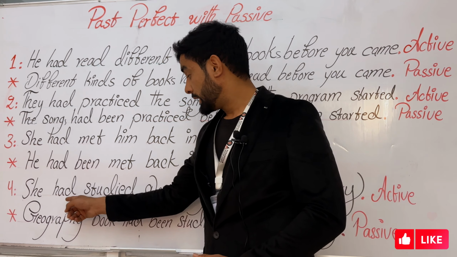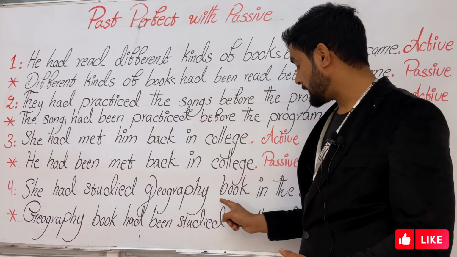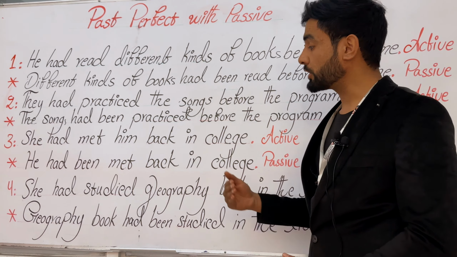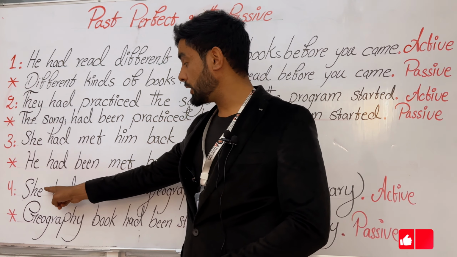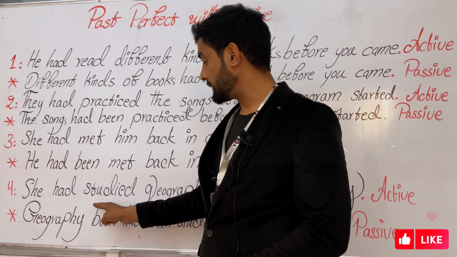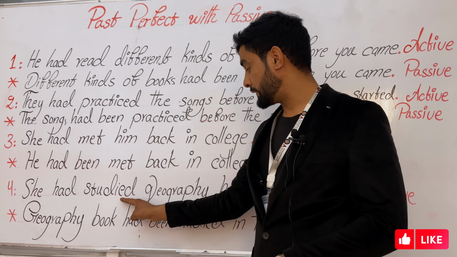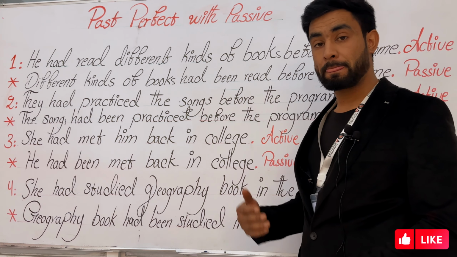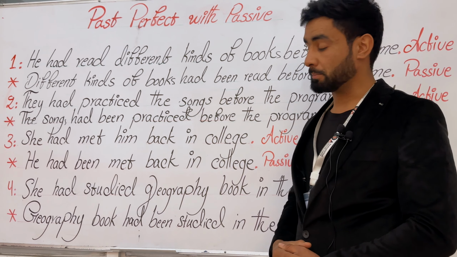Sentence number 4. She had studied geography book in the library. This is active. What are the parts of the sentence? We have she as a subject, had is the auxiliary verb, studied is the verb 3, geography book is the object, and in the library is the rest of the sentence or complement.